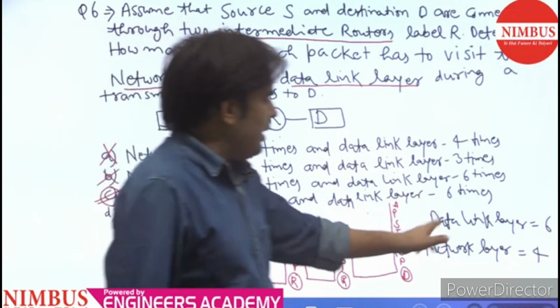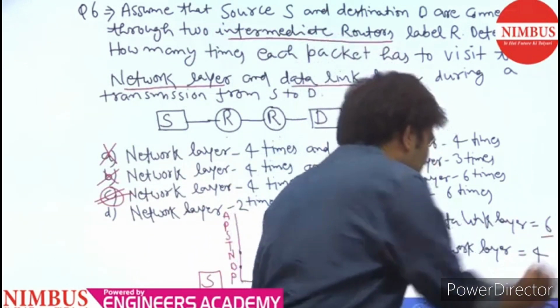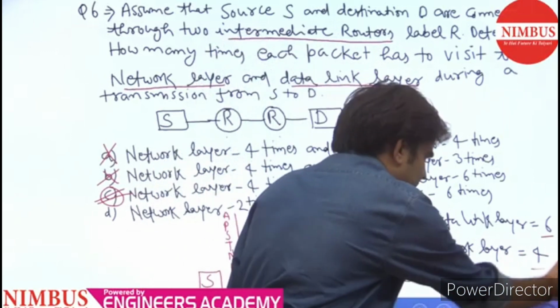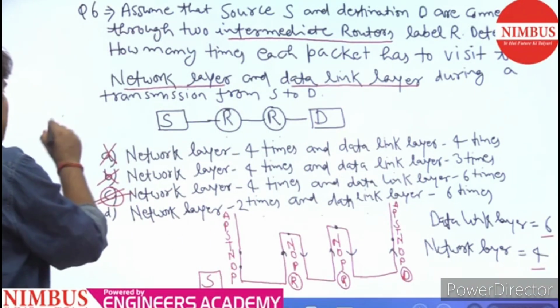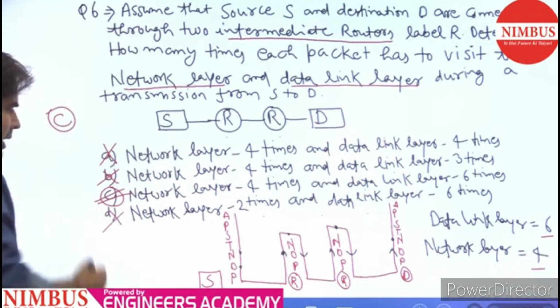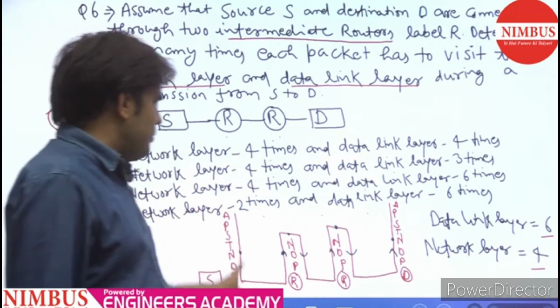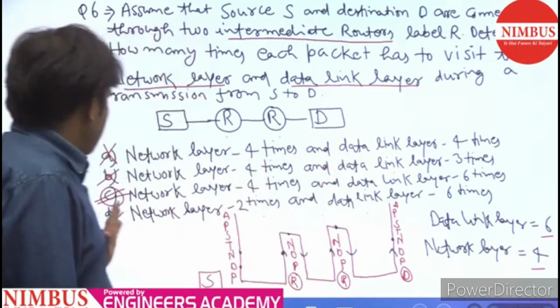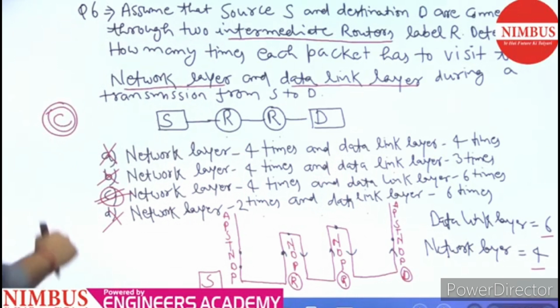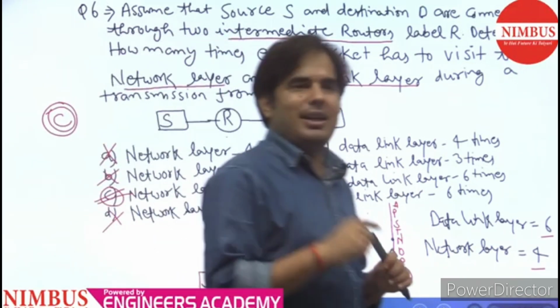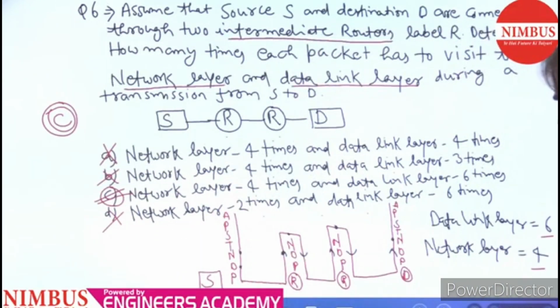Clearly you can see from here, data link layer 6 times, and network layer 4 times. So yes, option C is correct here, and option D is also wrong. It is saying network layer 2 times, no, network layer is 4 times, okay. So here you can see clearly option C is correct.